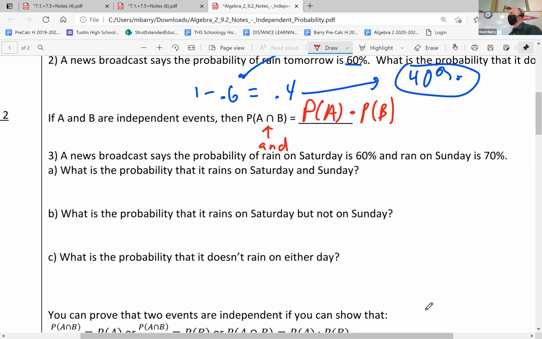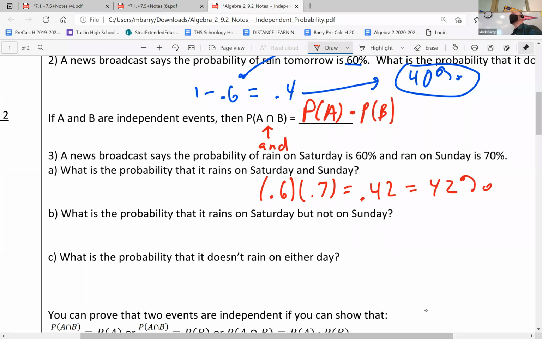All right, so let's go back to our rain example, okay? Let's say the news broadcast says the probability of rain on Saturday is 60% and Sunday is 70%. So what's the probability that it rains on Saturday and Sunday? For this one, we're going to multiply together 0.6, which is the probability of Saturday, times 0.7, which is the probability of rain on Sunday. If you multiply that out, that gives you 0.42, which I would then translate back into a percentage. So I would say 42% chance it rains on both days.